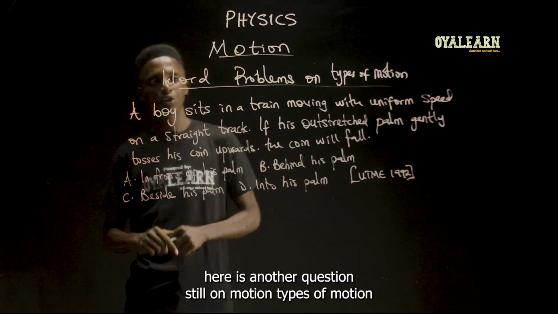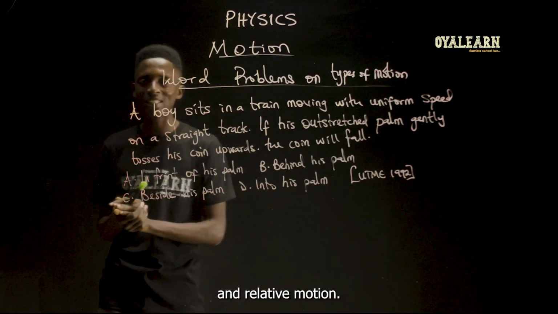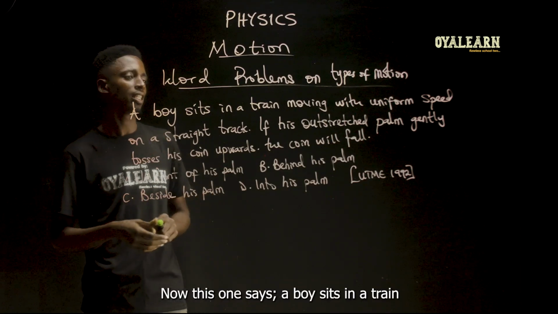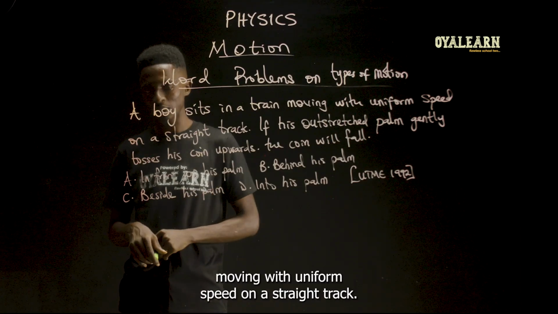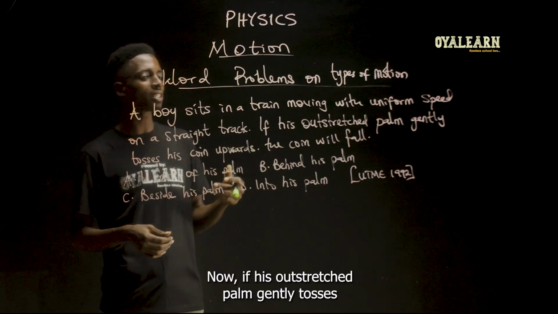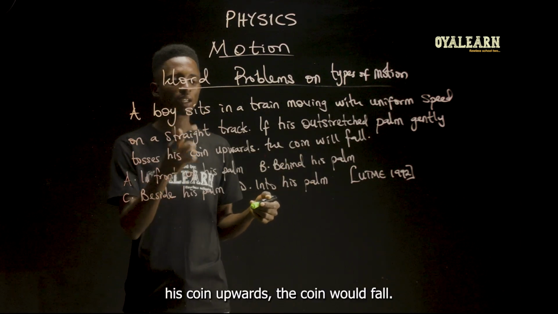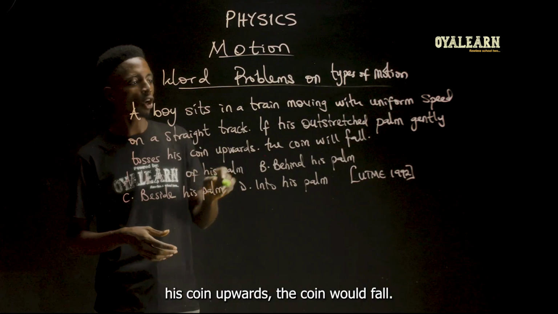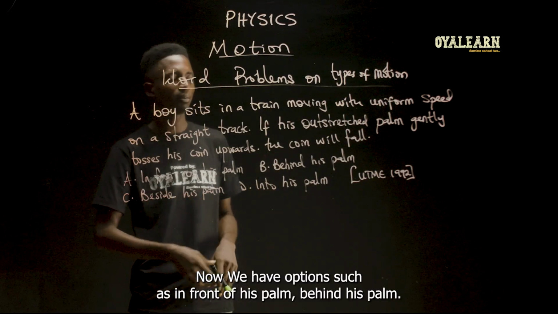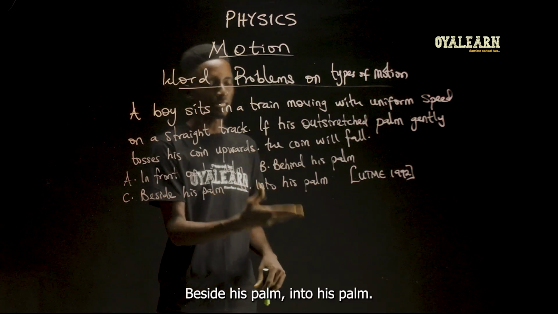Here is another question still on motion, types of motion, and relative motion. Now, this one says, a boy sits in a train moving with uniform speed on a straight track. Now, if his outstretched palm gently tosses his coin upwards, the coin will fall. Now, we have options such as in front of his palm, behind his palm, beside his palm, into his palm.